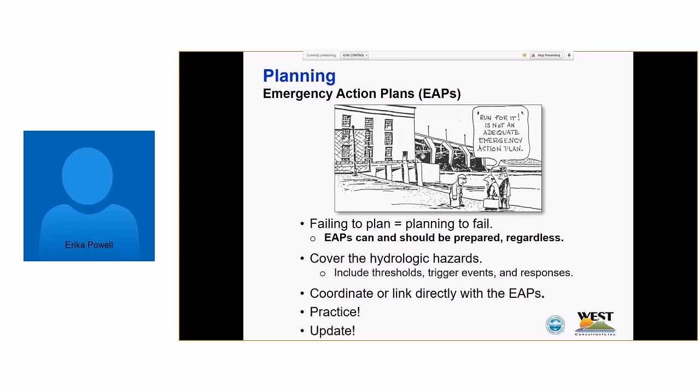But they're absolutely critical if you do have a flood warning system, and they should cover all of the hydrologic hazards that your community might face, including the thresholds and trigger events and responses to each one of those hydrologic hazards. The flood warning system needs to coordinate and link directly with the EAPs, and most importantly, practice, and frequently update the plans to keep current with evolving technology and evolving conditions in the community.